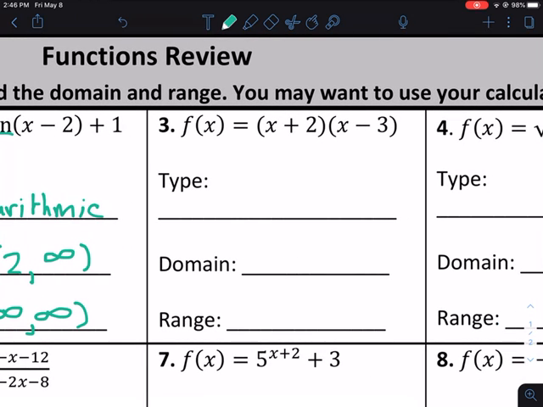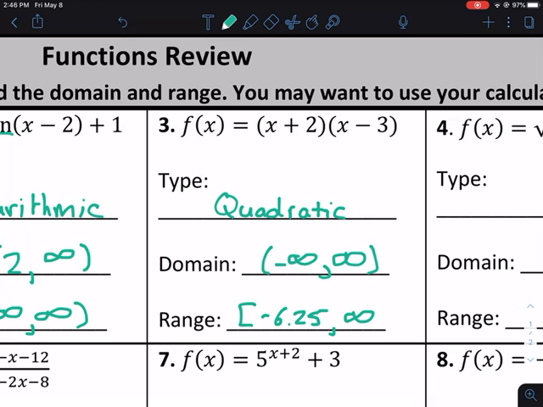Number 3. Number 3, if we FOILed this out, we'd have x squared. So this is actually a quadratic. Okay, it's just a quadratic in factored form. And it is negative infinity to infinity for our inputs, our x values. X can be anything. And our y value is going to be from the bottom of the parabola on, which ends up being negative 6.25 to infinity.